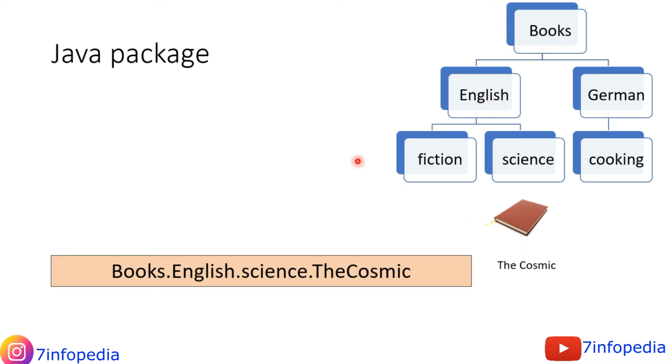So it's very easy. If I want some book related to science, I will directly go to the science section and I will get the book. It's easy to find books if they are kept in this way.